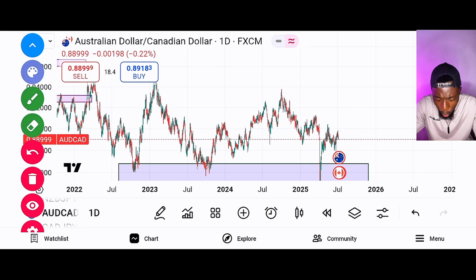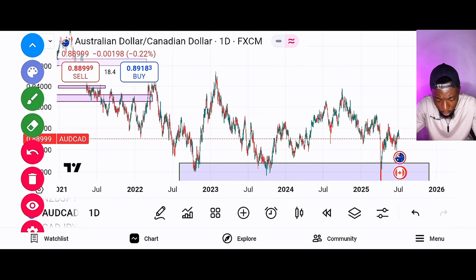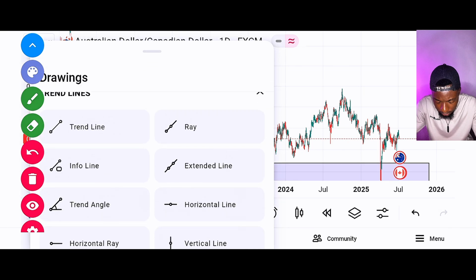So what we first notice is that this market is actually in a downtrend.